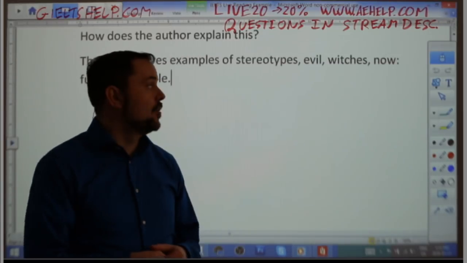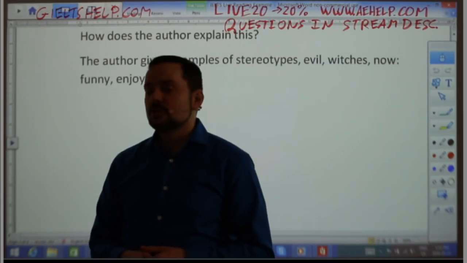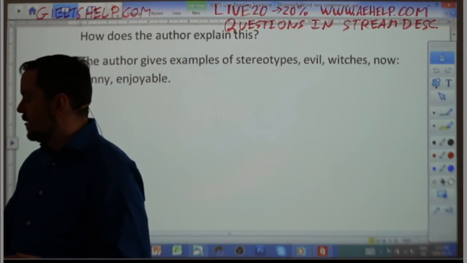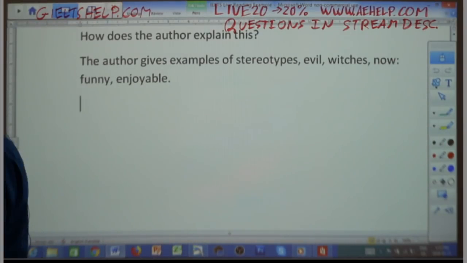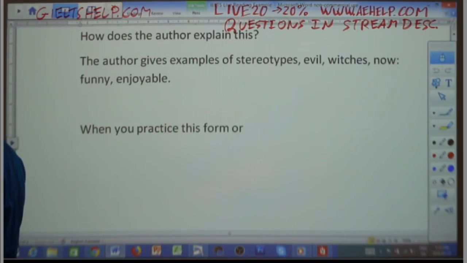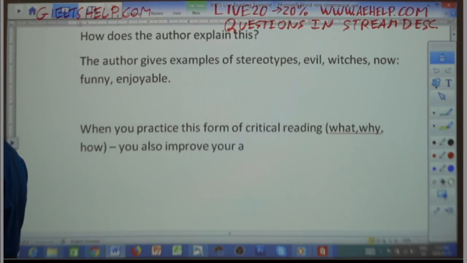You need to do this at home. And of course, when you practice this kind of critical reading, and this is an important point I want to make for you, when you practice this form of critical reading, meaning what, why, how, you also improve your ability to remember what you read.